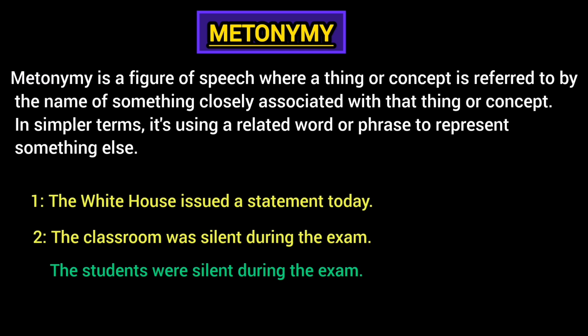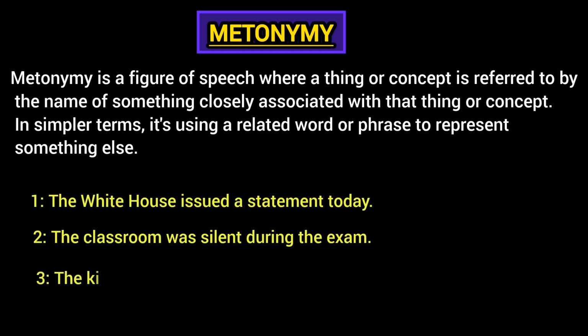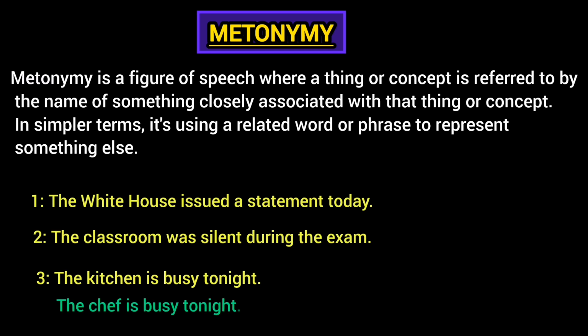You can see this is another example of metonymy. The kitchen is busy tonight. Look at this example. As you know, a kitchen is associated with a chef. So instead of a chef the kitchen is used. Basically, here the speaker is not talking about the chef directly but about a thing that is closely associated with the chef. Instead of saying, the chef is busy tonight, the speaker has used the sentence, the kitchen is busy tonight. As you have understood the concept of metonymy, now it's time to explain synecdoche.